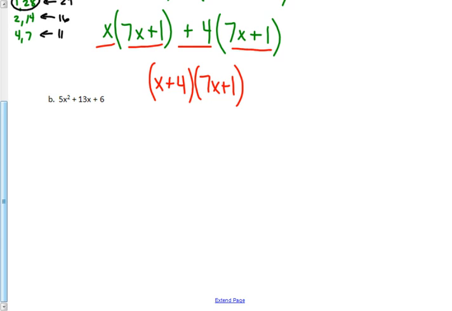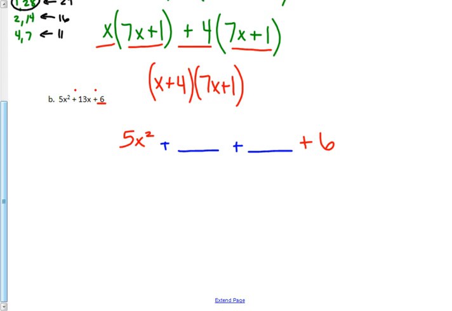Next example here, we have 5x squared plus 13x plus 6. Again, I'm going to go ahead and apply the pattern. So I have 5x squared I'm going to write out. I see my trinomial is plus plus. Therefore, it is going to be plus something and plus something. And last is plus 6, so I'm going to go ahead and tag on plus 6.